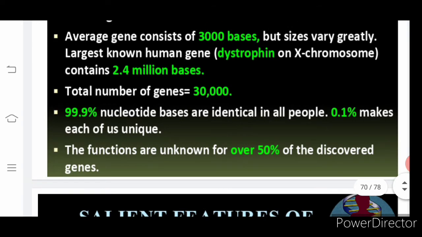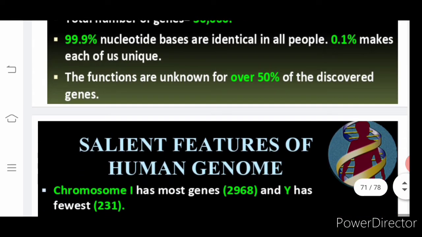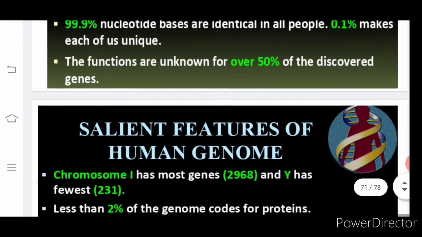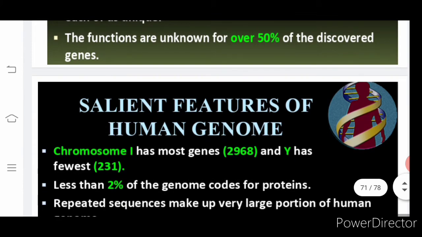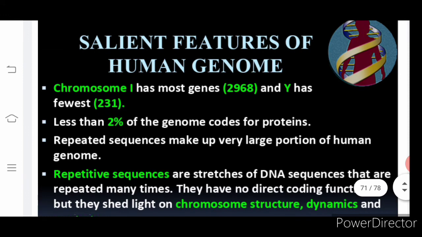Average consists of 3000 bases, and the total number of genes is 30,000. 99.9% of nucleotide bases are identical in all people. Only 0.1% makes a person different from another person. The functions are unknown for 50% of the genes. Okay, salient features of the Human Genome Project.